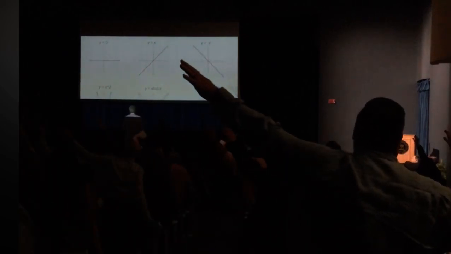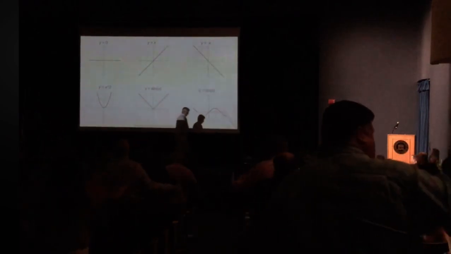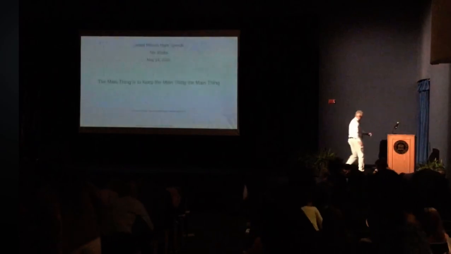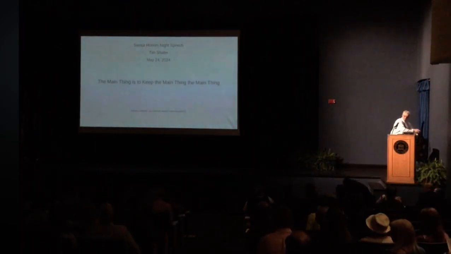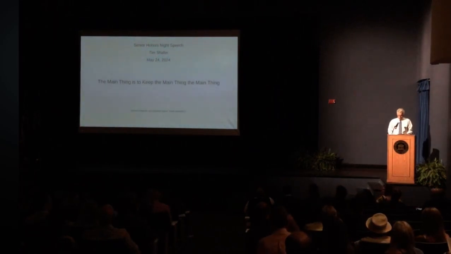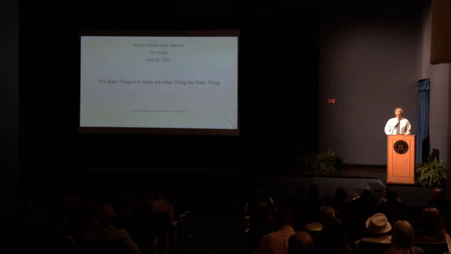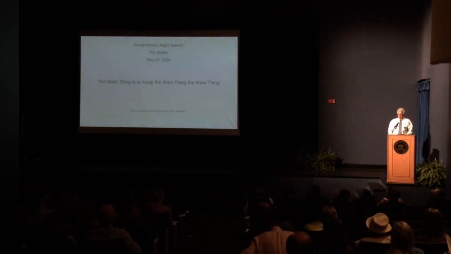Since this is a long program, I encourage you all to stand up and stretch with me right now. In fact, we're going to do a little math aerobics, so please stand up. Okay, just follow my lead. We start with y equals 0. Y equals x. Y equals negative x. Y equals x squared. Y equals the absolute value of x. And y equals sine of x. Three claps for math aerobics. All right, nice job, everyone.